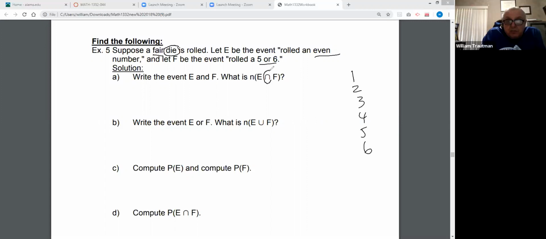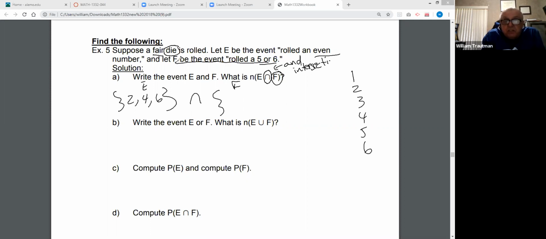This means intersection. This also means "and" or intersection. So the probability, first of all, E is the event that's rolled an even number. The set that's an even number is 2, 4, and 6, right? That's the set that's an even number. The set F is 5 or 6. Do you see F is the event that 5 or 6 is rolled?